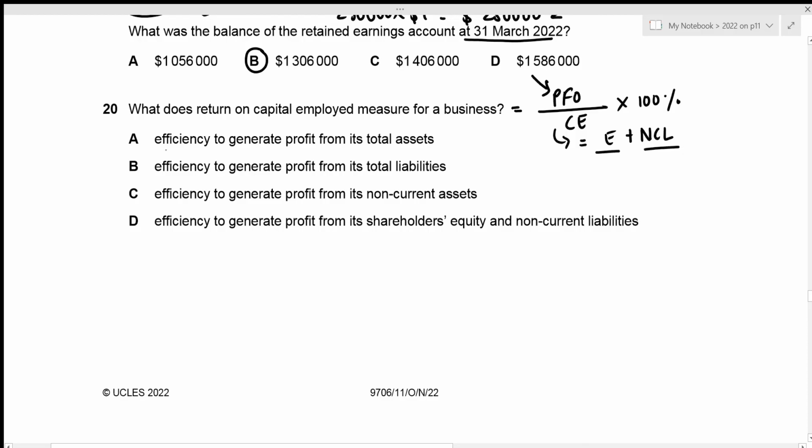So option A mentions efficiency to generate profit from total assets. Total assets is not included in our formula at all. So this is incorrect. Efficiency is to generate profit from its total liabilities. We only include the non-current liabilities. So this is also incorrect. Efficiency to generate profit from its non-current assets. We do not include our non-current assets at all. So this is incorrect. And finally, we have efficiency to generate profit from its shareholders' equity, which is correct, and the non-current liabilities, which is also correct. So option D will be the correct answer. This concludes question number 20. We can now move towards question number 21.